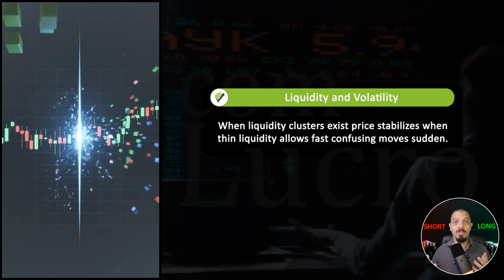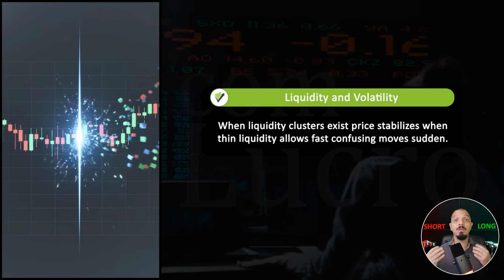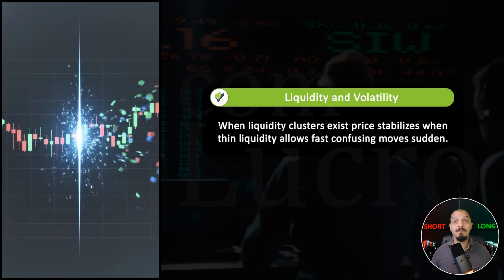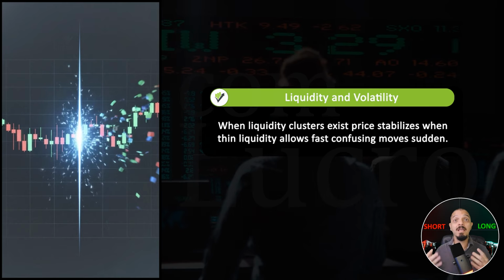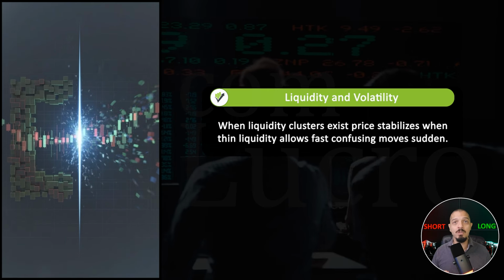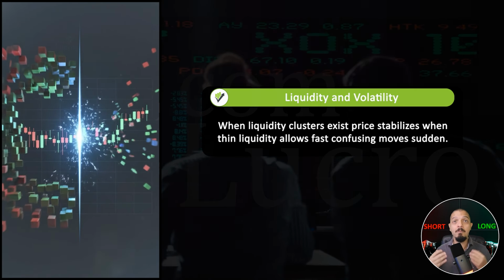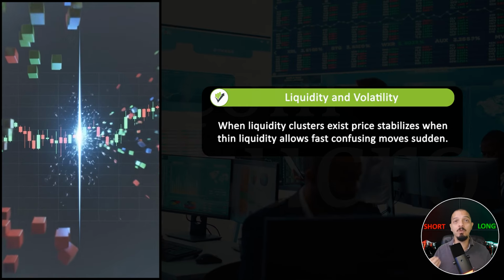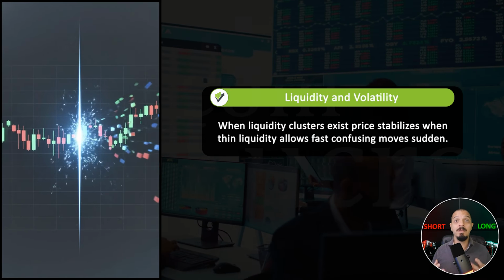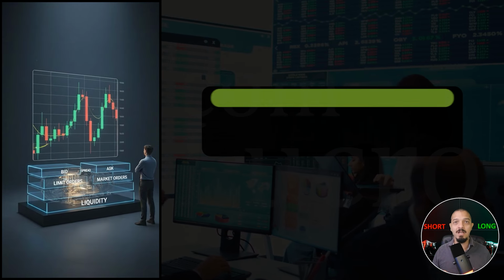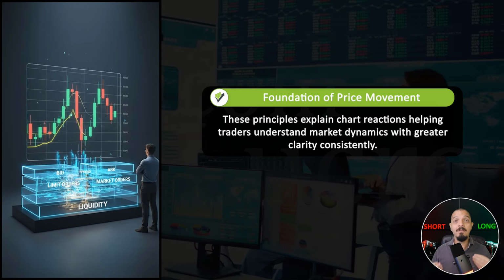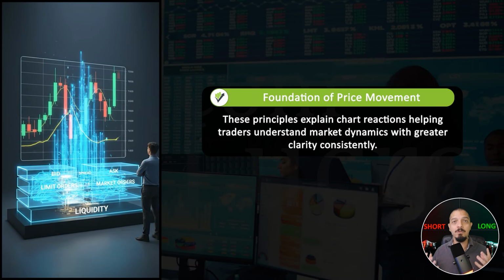When the order book contains large clusters of limit orders across different price levels, the market becomes more stable and harder to move. When liquidity is thin, even a moderate market order can shift price quickly and create dramatic movements that confuse beginners. These concepts form the foundation of how the depth of market explains price movement.